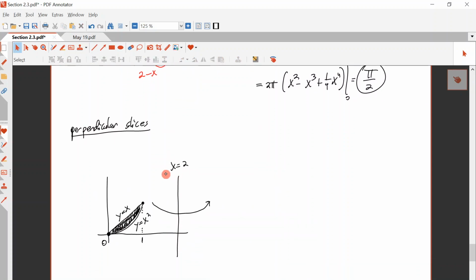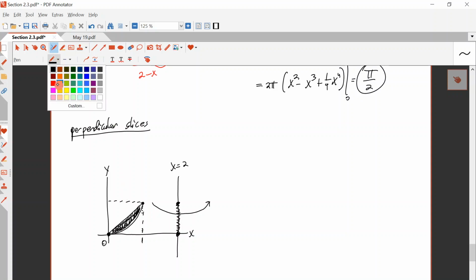So for perpendicular slices, alright, we must look at this. So this is the x-axis. That's the y-axis, but we need to look at it in terms of y rather than in terms of x. Because the axis that we're lining the solid up along is this here. This is 0 and this is 1. This is the axis along which we line up the solid.